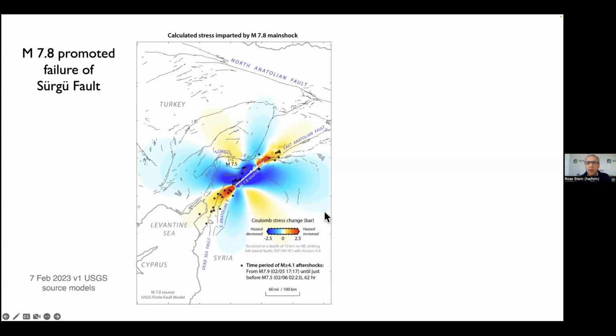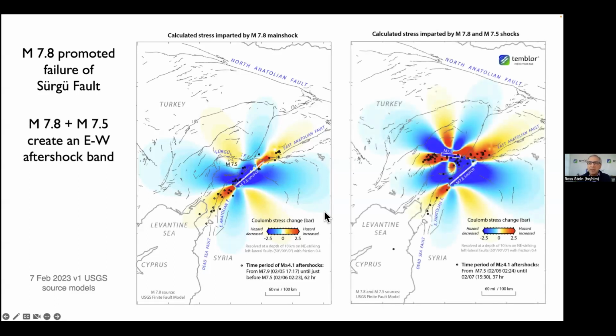And we can go and look at what happens after that 7.5 occurs. And you can see that the pattern has changed. The pattern of aftershocks has changed from what it was before. So originally we had aftershocks out here and here. And by the way, we had none here and none here. And now we have this kind of east-west band of aftershocks and aftershocks occurring farther to the southwest. So broadly speaking, we can see that there's a relationship here.